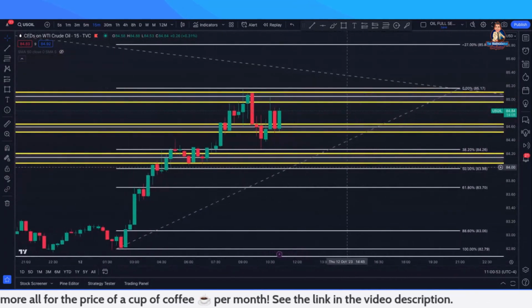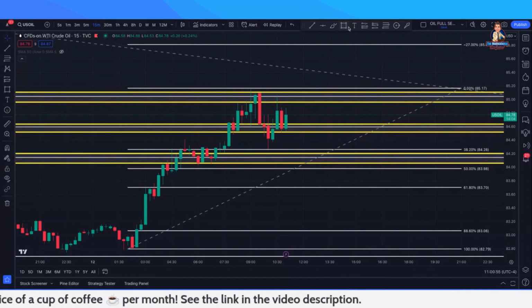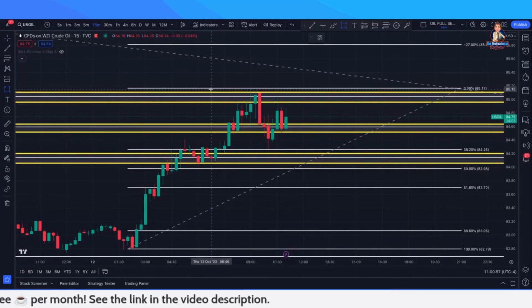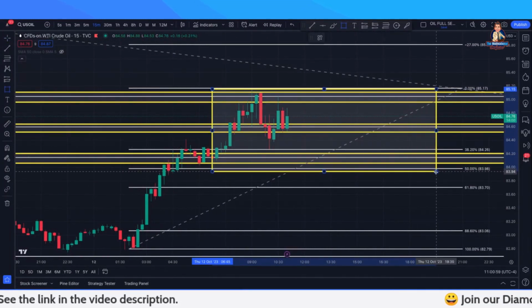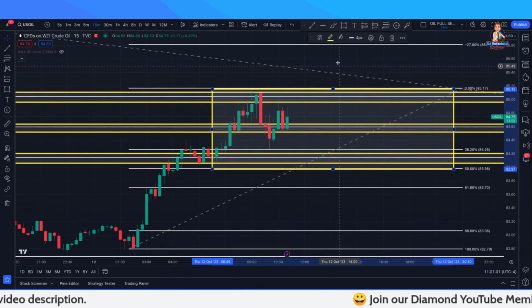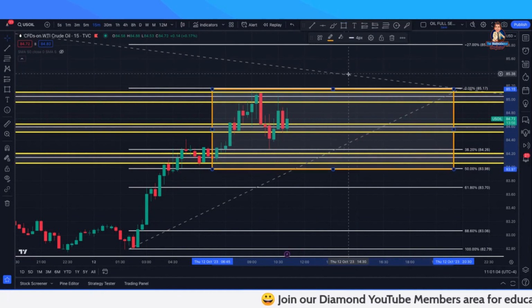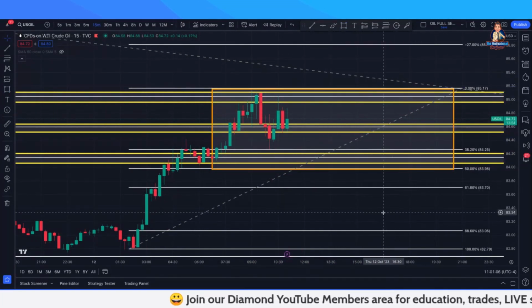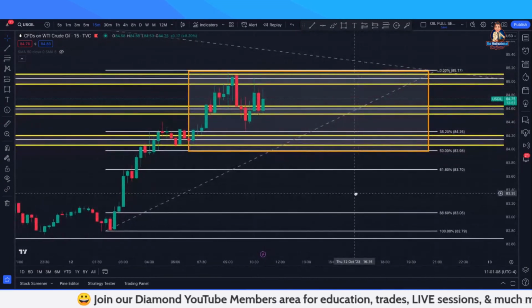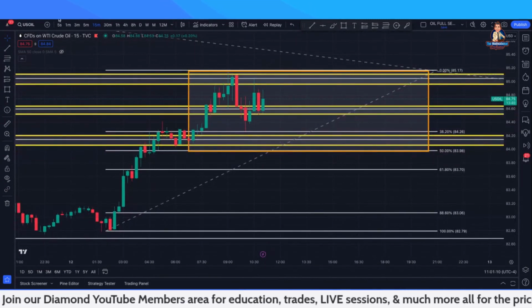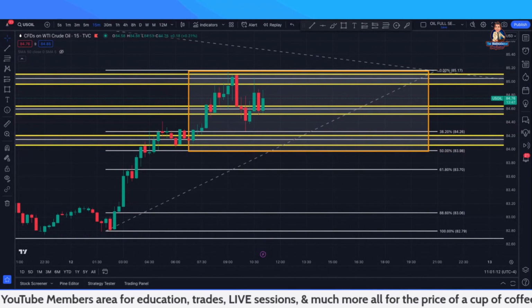Maybe we just consolidate in this area here for a while. Let's make this a little bit bigger because this is really the area that you're going to be focusing on moving forward. Let's make this orange so you can get focused right in on this area right here. Okay. So the question might be, well, what should I trade and what should I look at?